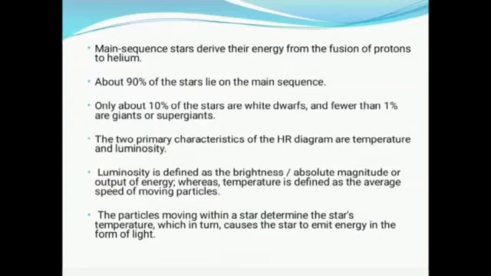There are two main characteristics of the HR diagram. They are temperature and luminosity. Luminosity is commonly known as the brightness, whereas temperature is the average speed of moving particles. A star's temperature is determined through the movement of particles within a star. This causes the star to emit energy in the form of light.